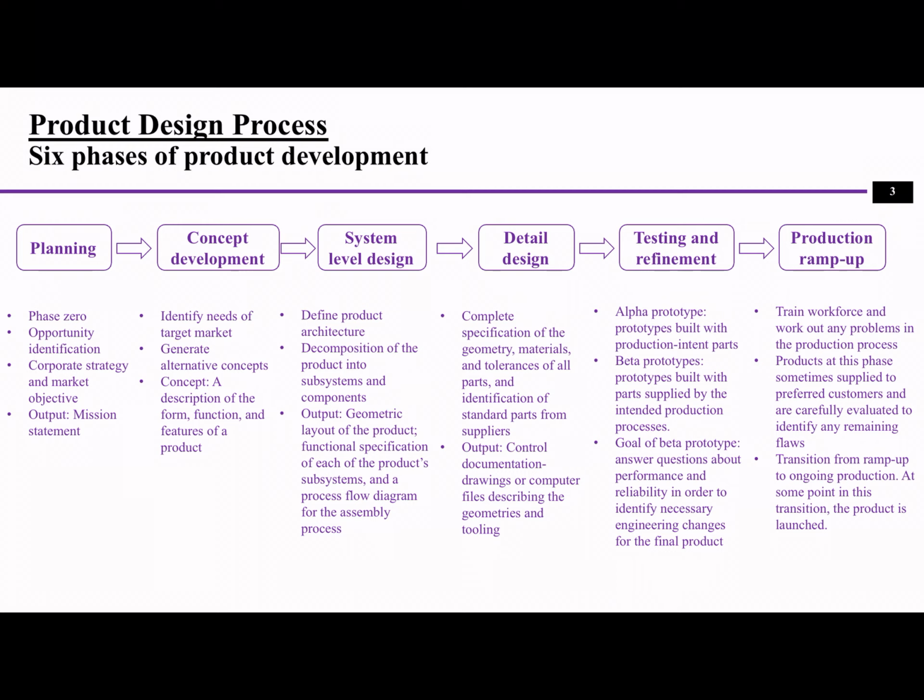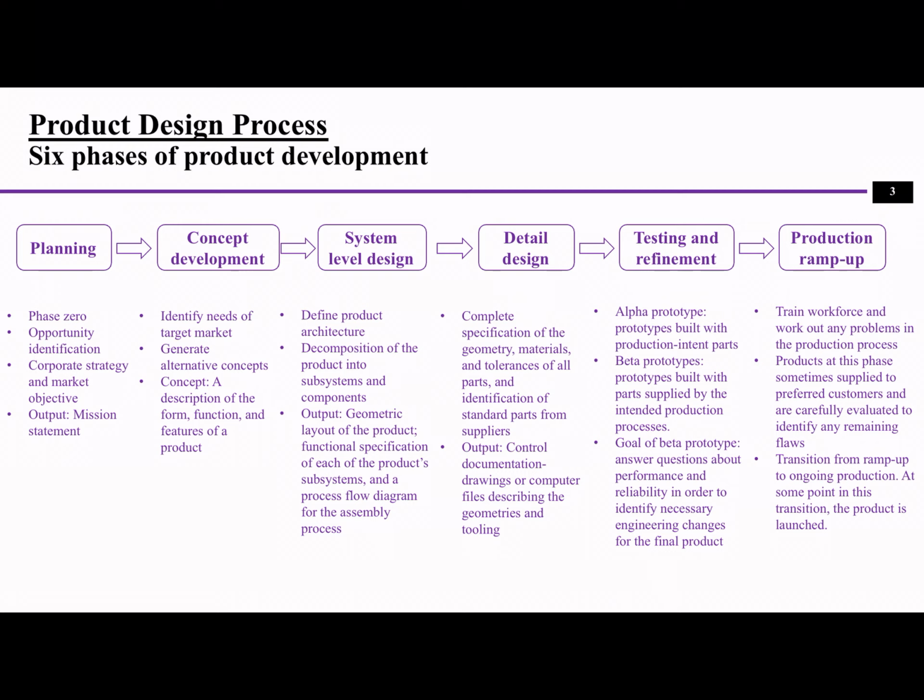So the output of this system level design is a geometric layout of the product, functional specifications of each of the product subsystems, and a process flow diagram for the assembly process. Then after that, we'll come to the detailed design.